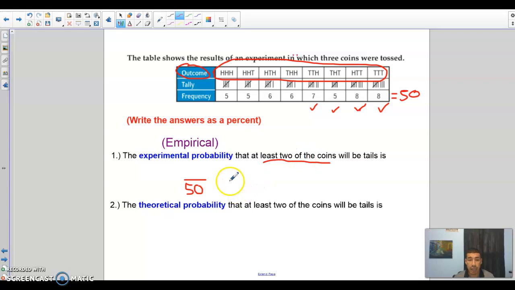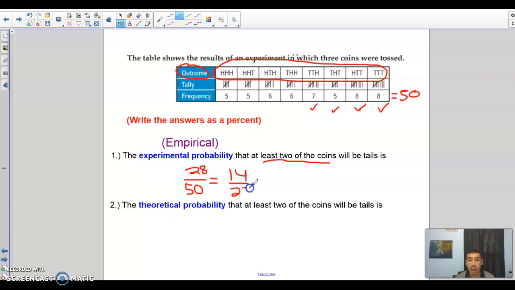At least 2. Okay? So then what I will do is add the frequency. I will add 7 plus 5 plus 8 plus 8. And that gives you a total of 28. So 28 goes on the top. Sorry for my writing, by the way. Okay, so 28 over 50 will reduce to 14 over 25.